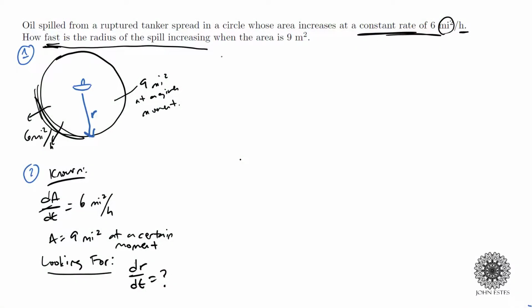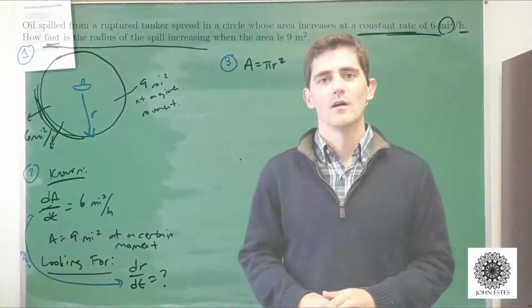Now for part 3, this is where we get into the idea of related rates. I'm trying to relate the change in area to the change in radius. I didn't learn any formulas in geometry or in high school that talk about the relationship between a change in area and a change in radius. But what I do know is a relationship between the area of a circle and its radius. So I'm going to use that. I'm going to use area equals pi r squared.